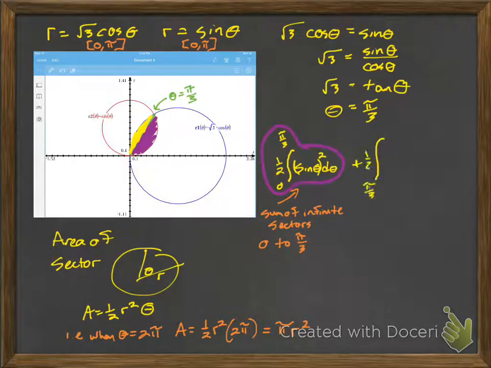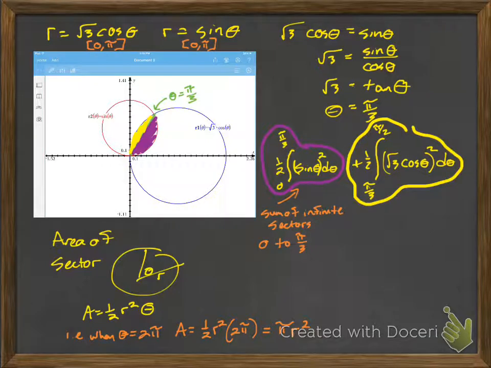Then there's the yellow region, which is that radical 3 cosine theta radius chunk. We square it, integrate it from pi over 3 to pi over 2, which is traced out on the blue circle, so it's a different timing. And that's shaded in yellow. And that's it. Those are the setup for the area of infinite sectors from pi over 3 to pi over 2.